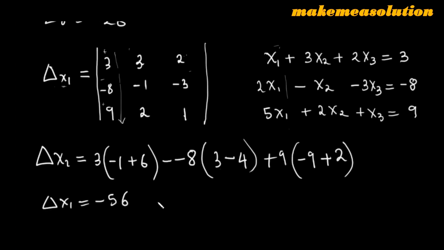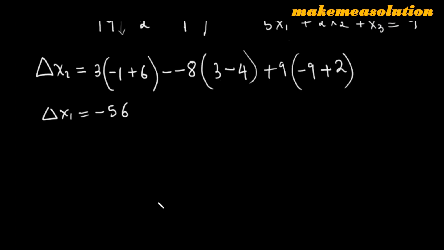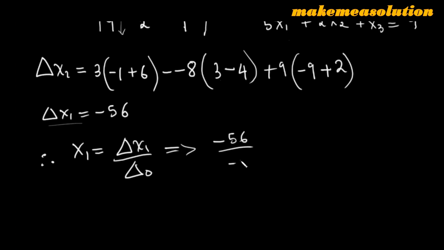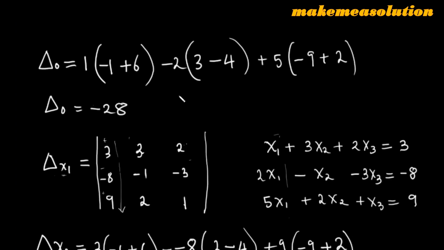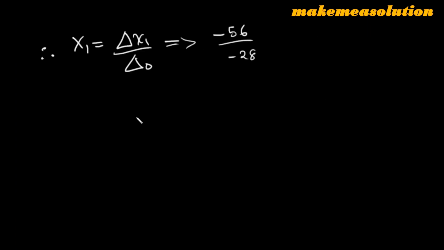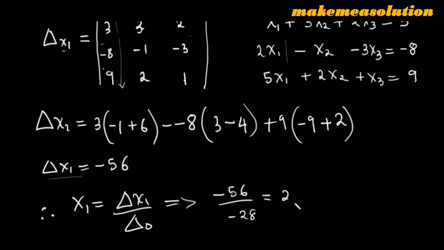Now you need to understand that you are in an exam and you want to do everything within your grasp to have what I call time advantage. So one of the ways you can do that is by making use of your calculator. Since we've gotten delta x1, we can calculate our x1 to be what? Very good. Delta x1 over delta naught. So this implies that delta x1 is negative 56 and delta naught is negative 28, if we still remember where we calculated delta naught, over here. So if you do this division, you're going to get 2 as your answer.